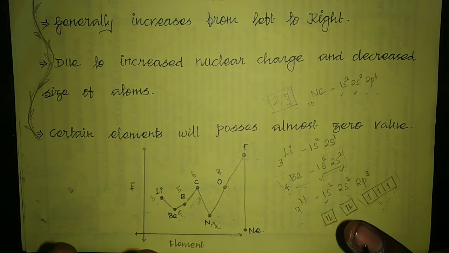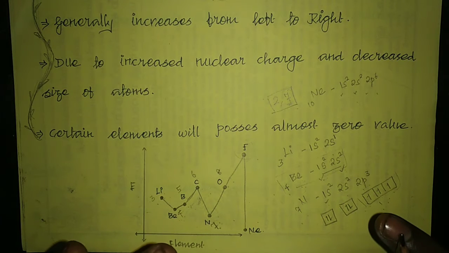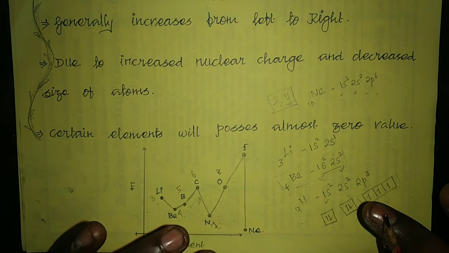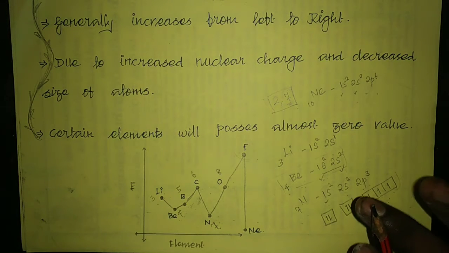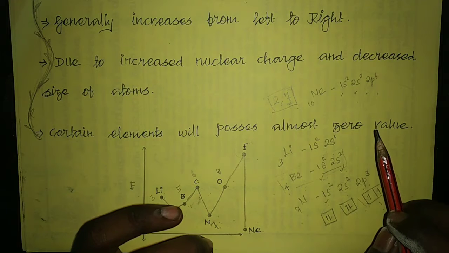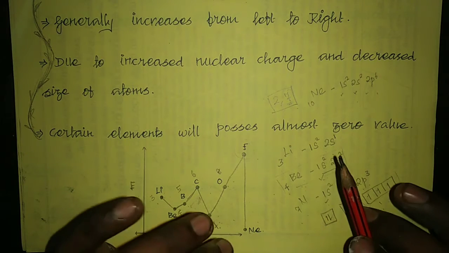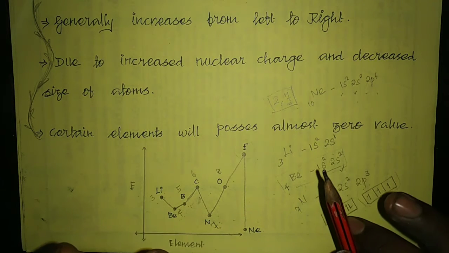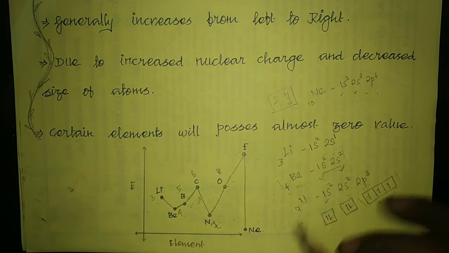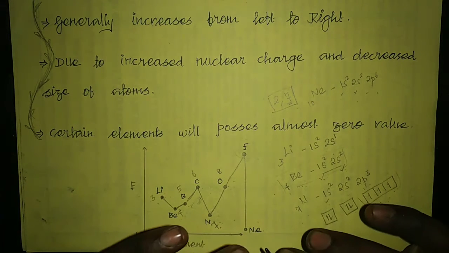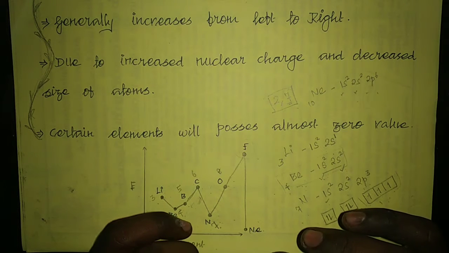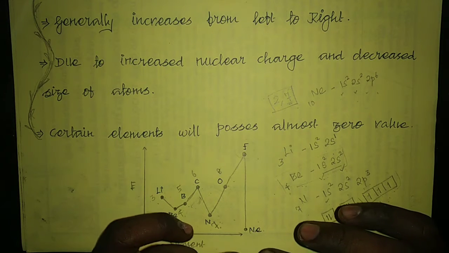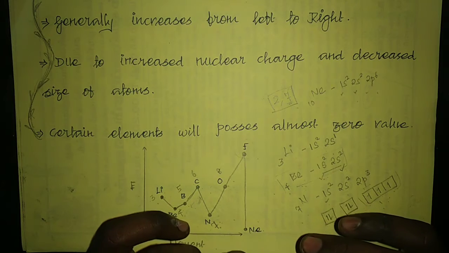So these elements, that is noble gases, helium, neon, argon, krypton, xenon and radon, will possess 0 electron affinity. Why? Because of this completely filled electronic configuration, there is no possibility for either removing an electron or adding an electron. So we can say all the noble gases possess 0 electron affinity due to the completely filled electronic configuration.